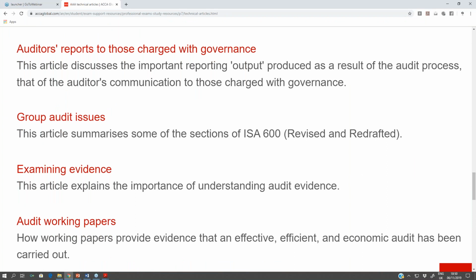Now, you go back and see this article which I was just recommending you. See in front of your screen the very first article. Can you see the title of the very first article? This is such an old article. Audit report to those charged with governance. Such an old article, and the examiner asked this in the June 19 exams, that you need to recommend the matters which you should be communicating in the audit report to those charged with governance.